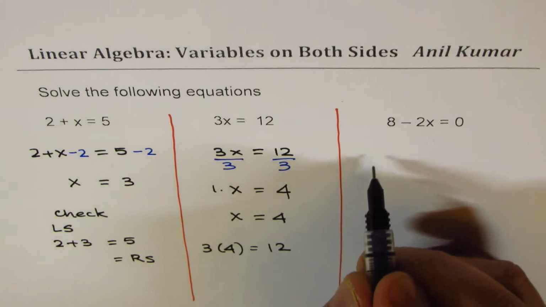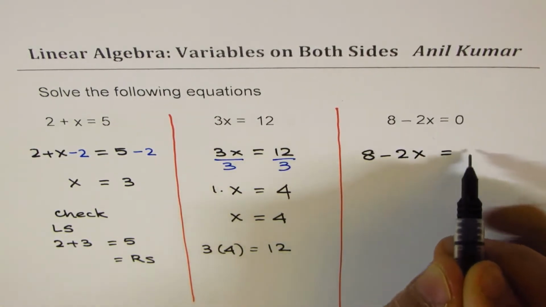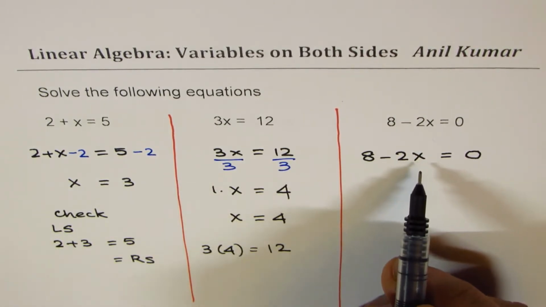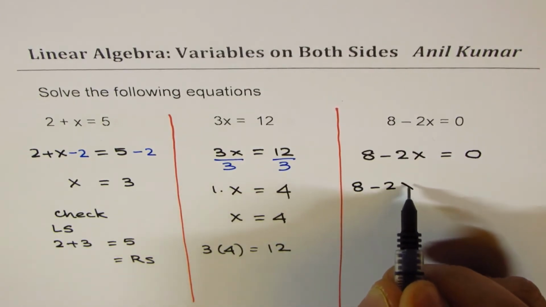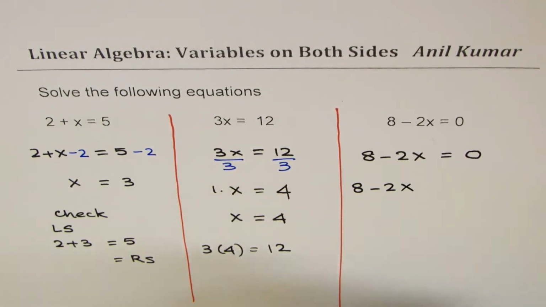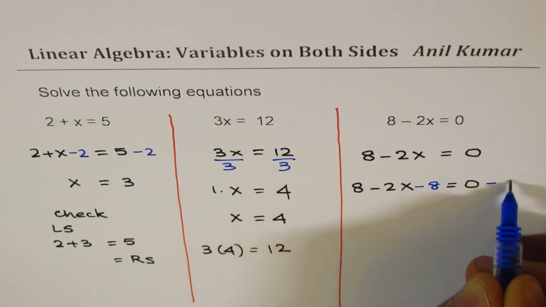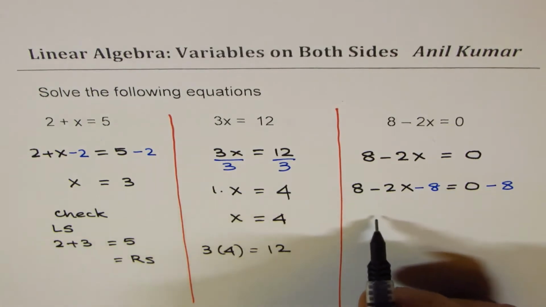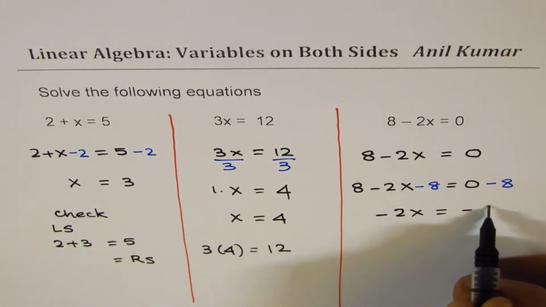The next one here is 8 minus 2x equals to 0. Now we do not want 8 here. We want to find the value of 2x. So one of the ways to do it is we could say 8 minus 2x equals to 0. We'll take away 8 from both the sides. Then we get 8 minus 8 is 0. So we have minus 2x equals to minus 8.